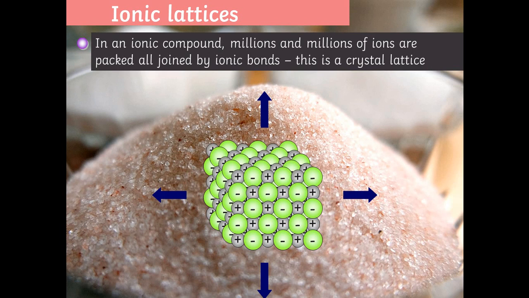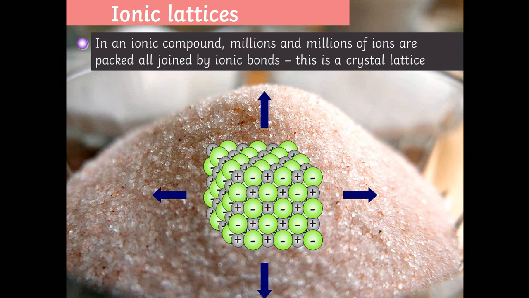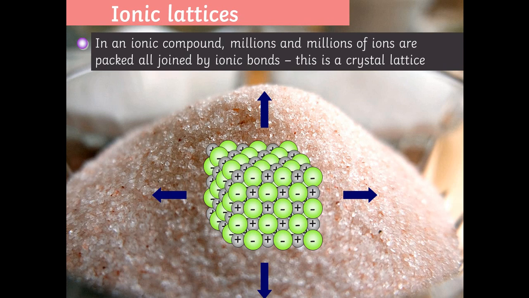In a crystal lattice, each positive ion is surrounded by negative ions, and each negative ion is surrounded by positive ions. Ionic crystals vary in shape due to the sizes and relative numbers of the ions bonded.